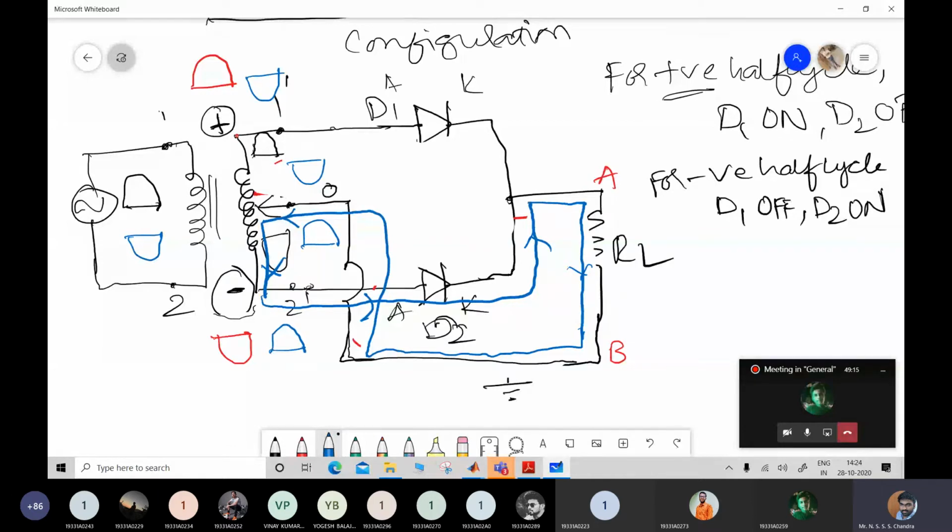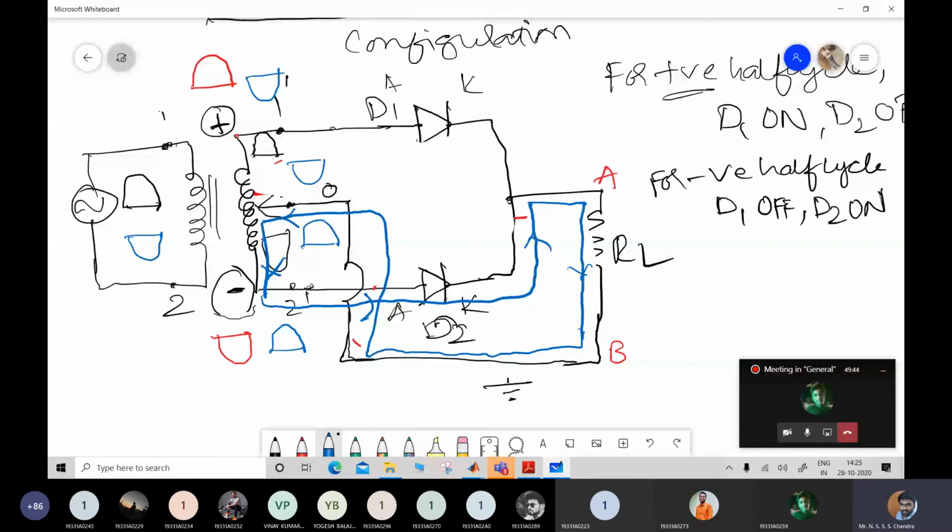Can you see the path of the current flow? Please respond. So in the load resistor, tell me the direction of the current flow, whether it is from A to B or from B to A. A to B. So whether it's for the positive half cycle of the input or for the negative half cycle of the input, the current in the load resistor is not changing its direction. It is always from terminal A to terminal B.